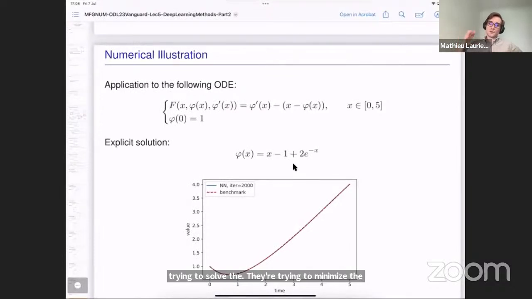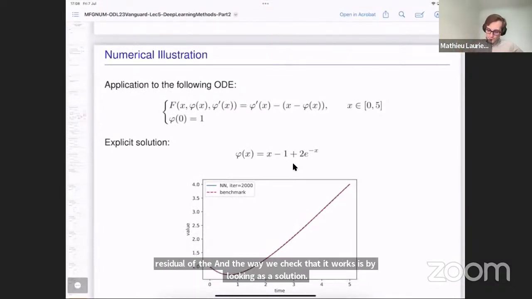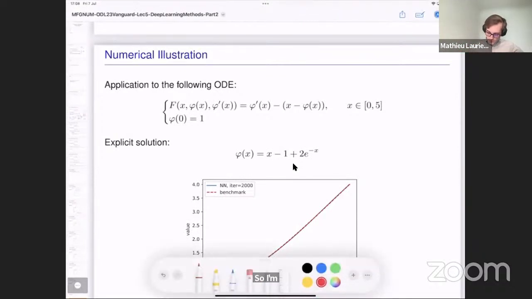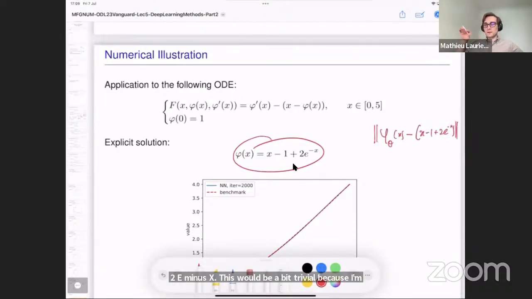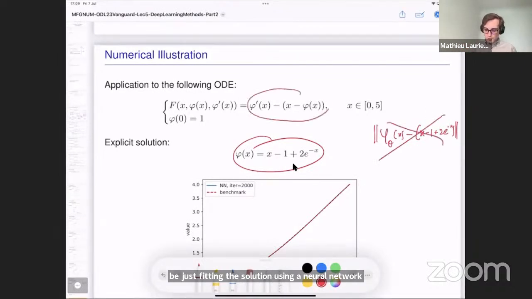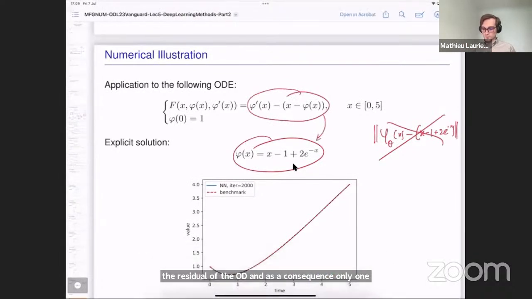And the way we check that it works is by looking at the solution. So I'm not telling the neural network, try to match this function. This would be too easy, right? If I just write phi theta of x minus the solution, which is x minus 1 plus 2e to the minus x, this would be a bit trivial because I'm basically just fitting. It can be useful in some situations, but that's not what I'm doing here. I would be just fitting the solution using a neural network. What we are doing here is trying to minimize the residual of the ODE, and as a consequence, the neural network becomes close to the true solution.